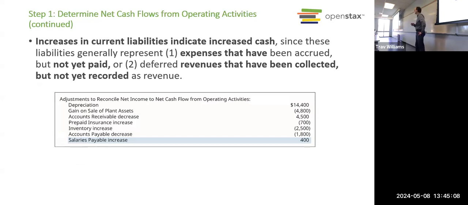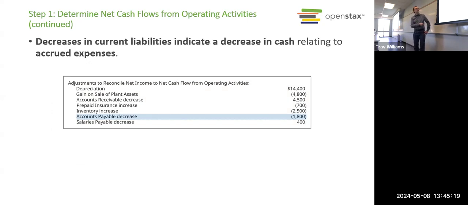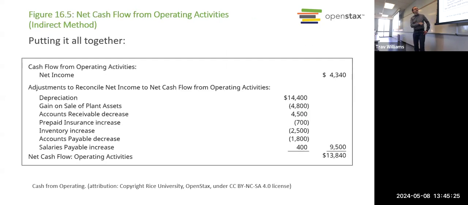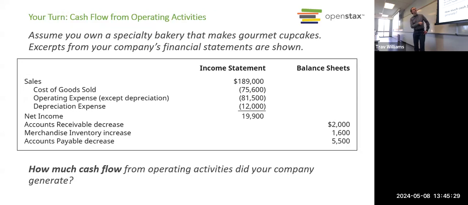Changes in short-term liabilities, remember, cash goes in the same direction. So the salaries payable went up, cash goes up. Accounts payable goes down, cash goes down. And we already walked through that, so I don't need to go through it again. So let's test our knowledge here.